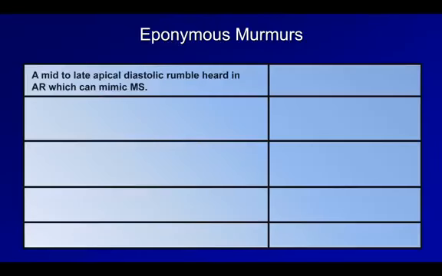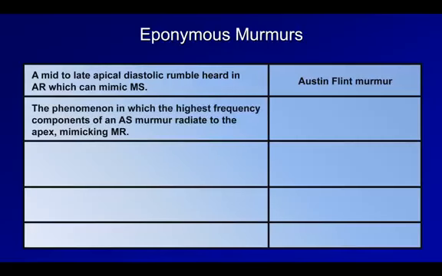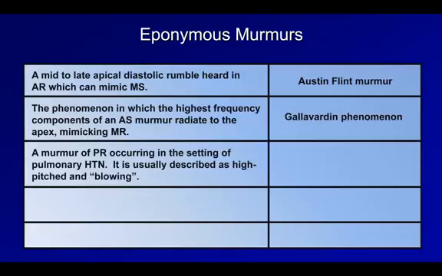First, a mid to late apical diastolic rumble heard in aortic regurgitation, which can mimic mitral stenosis. That is the Austin Flint murmur. Next, the phenomenon in which the highest frequency components of an aortic stenosis murmur radiate to the apex, mimicking mitral regurgitation. That is the Gallavardin phenomenon. A murmur of pulmonary regurgitation occurring in the setting of pulmonary hypertension.